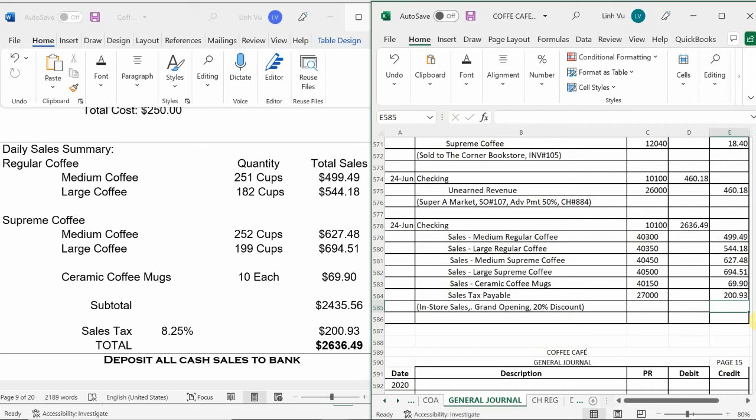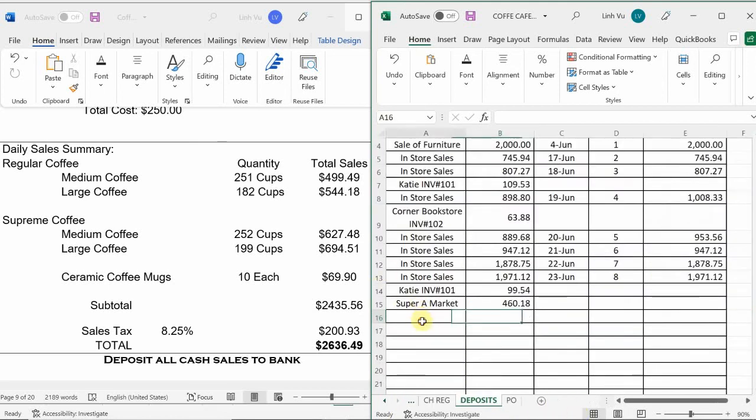So 2636.49. So in this case, no typos here because I matched my sales with my scenario here. And the first thing I'm going to do is I'm going to be depositing all the cash into my checking account.